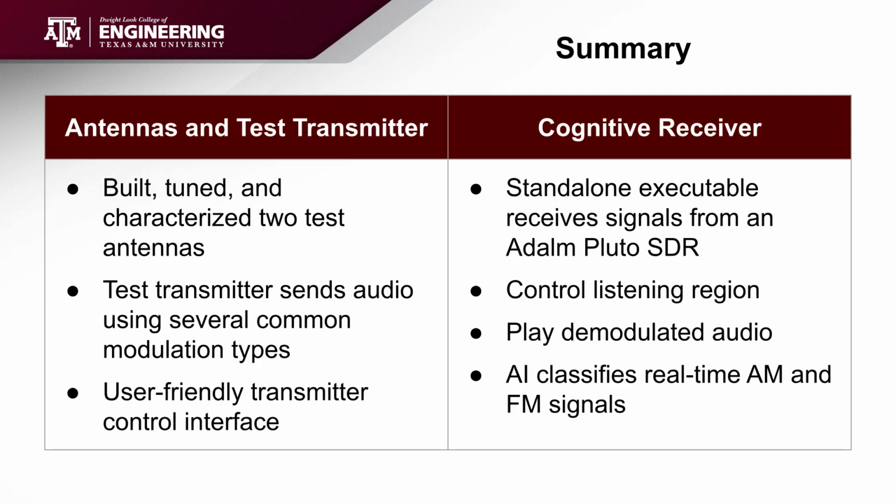So in summary, we built, tuned, and characterized 2 test antennas. We built a test transmitter that sends audio using several common modulation types, and we built a user-friendly transmitter control interface. We also created a standalone executable that can receive signals from your add-on Pluto SDR. It has the ability to control the listening region and play back the demodulated audio there. And finally, a convolutional neural network that can classify real-time AM and FM signals.